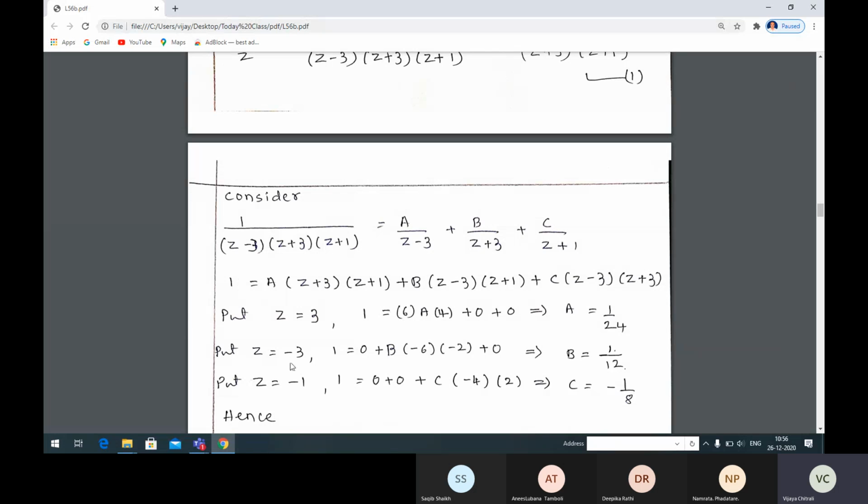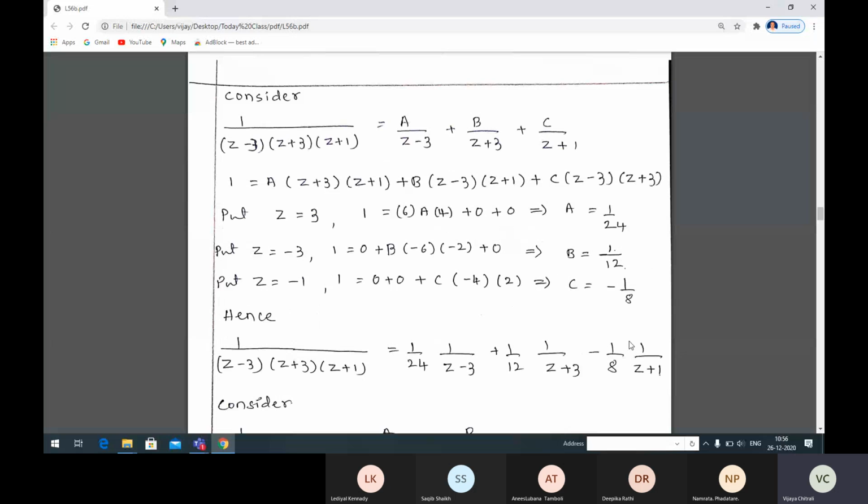Now put z is equal to minus 3. So substituting z is equal to minus 3, these two terms will be 0. So you'll get 1 is equal to 0 plus, substituting z as minus 3: minus 3 minus 3 is minus 6, and minus 3 plus 1 is minus 2, right? And c is 0. So we get b is equal to, minus into minus is plus, 6 into 2 is 12. So b is equal to 1 upon 12.